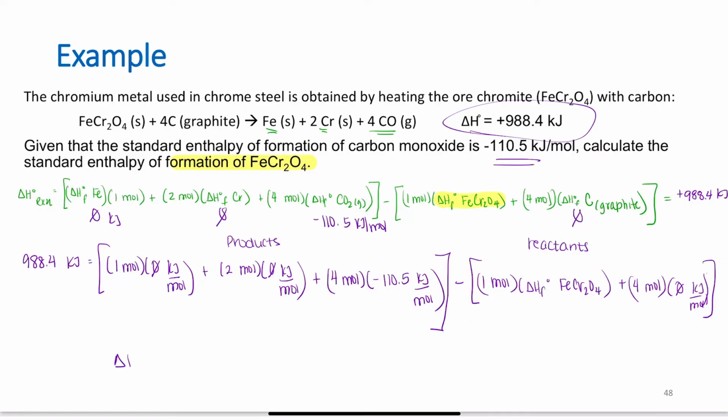Solve all that out, and you should get delta H formation of FeCr2O4 to be equal to negative 1,430.4 kilojoules, which simplifies to negative 1,430 kilojoules per mole for sig figs. So you can use this equation to determine values as well, if you know the overall reaction.